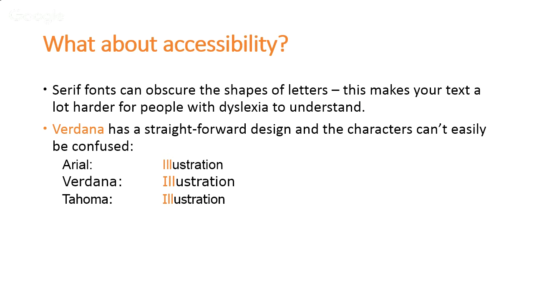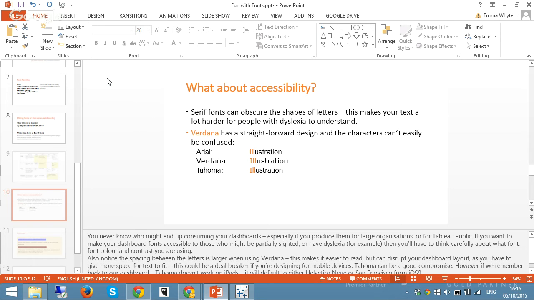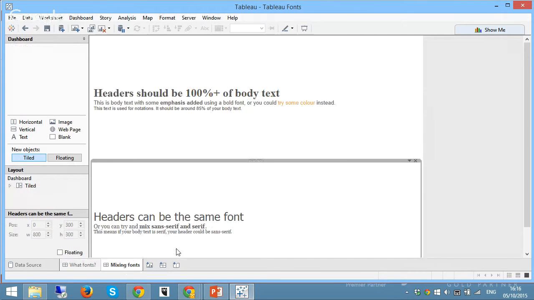So if I again just want to pop out to Tableau, this is quite often how I would choose headers and emphasize my text on the dashboard. So first one is Times New Roman. So headers should be 100% of body text. And underneath the body text is Arial. So again, I'm contrasting a serif and a sans serif. And you can add emphasis by using bold or try some color. So I've used a completely different and contrasting color.